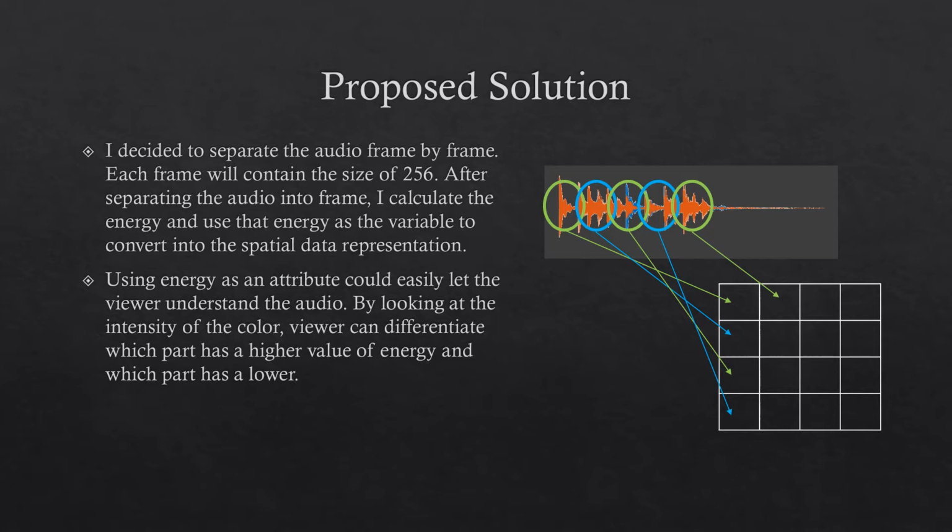Using energy as an attribute could easily let the viewer understand the audio. By looking at the intensity of the color, the viewer can differentiate which part has a higher value of energy and which part has a lower one.